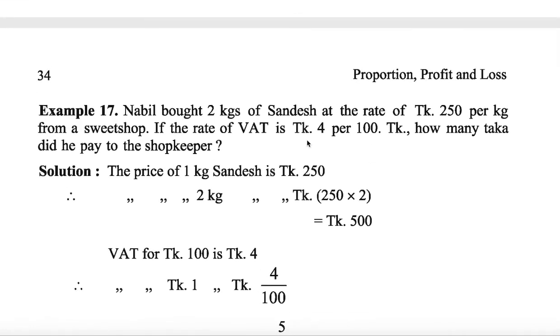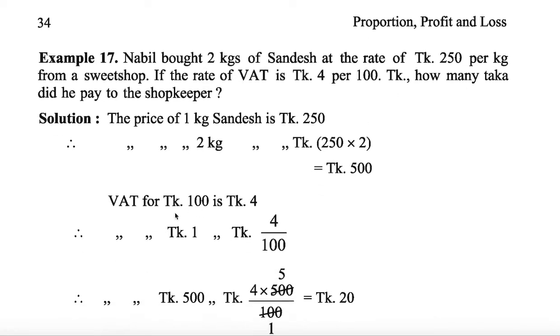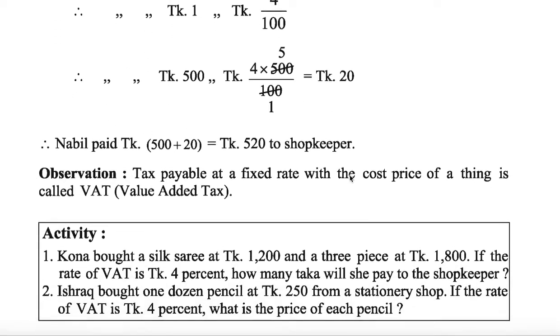No, for 100 taka it is 4, 500 taka it is 20. Oh, 5 into 4 is 20. Sorry, so 520.